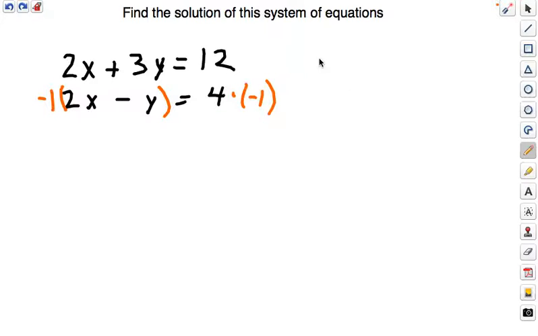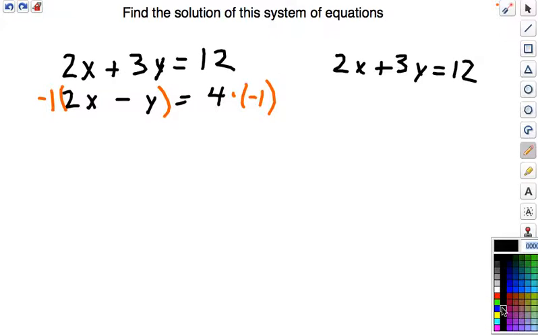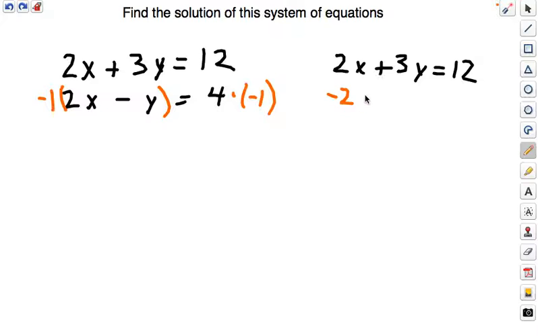Okay, so we're going to rewrite both of these. We'll keep the top one in the same color. So 2x plus 3y equals 12. And then we'll rewrite our new equation in orange. So -1 times 2x, -2x plus y. Negative times a negative is a positive, equals -4. Okay, now these x's are going to cancel out. 2x minus 2x is 0.